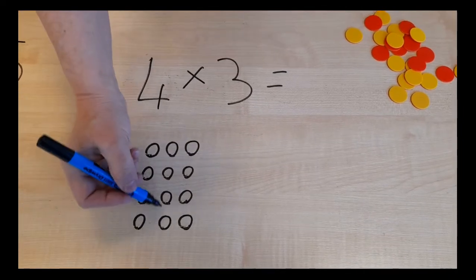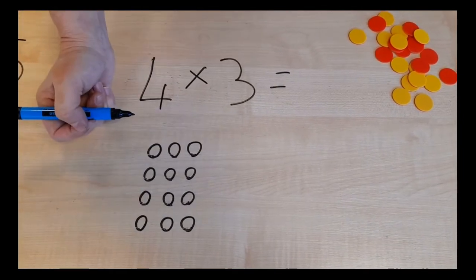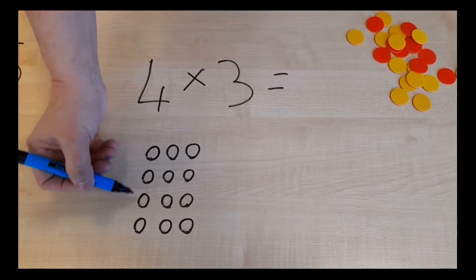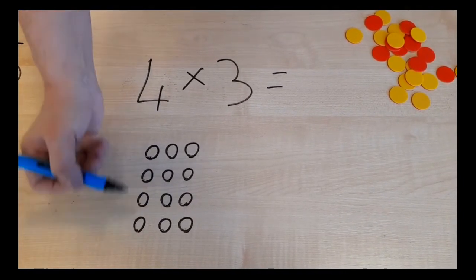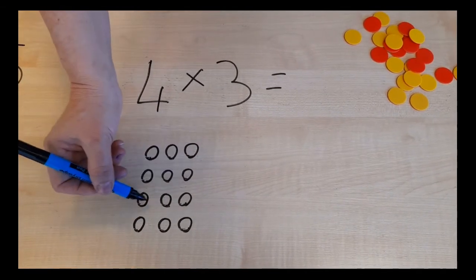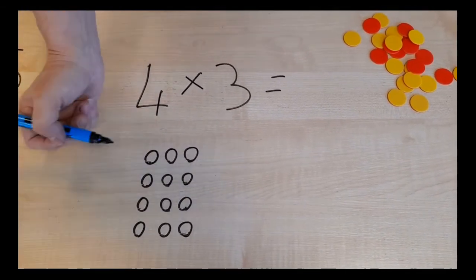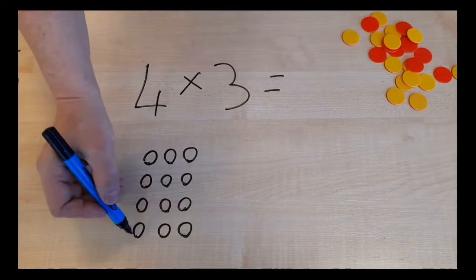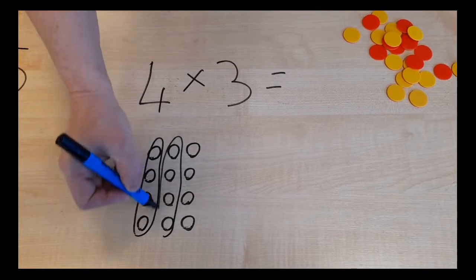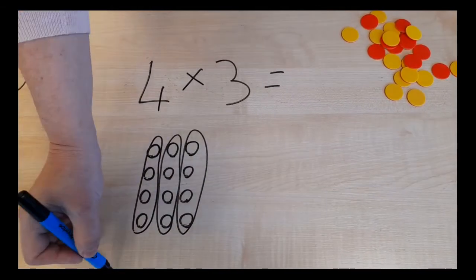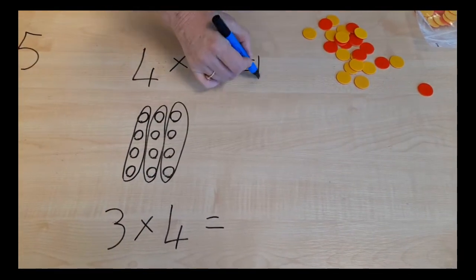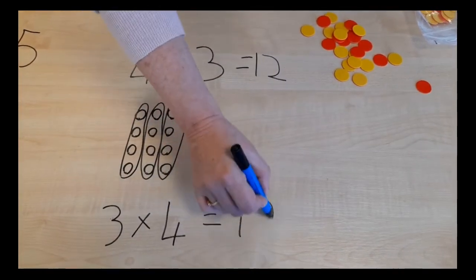And if you look, I've tried my best to get them lined up. Now I can count them. I can count them in 3s. 3, 6, 9, 12. Or I could count them in my 1s. 1, 2, 3, 4, 5, 6, 7, 8, 9, 10, 11, 12. But I can also spot I have got 3 lots of 4. 3 times 4. And they both give us 12.